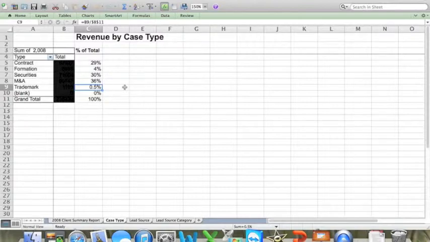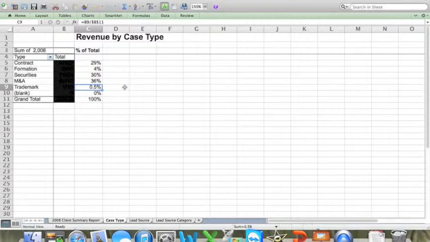I mean, formation work or trademark work doesn't generate that much in terms of revenue as compared to M&A or securities work. Now, while M&A and securities work is the most lucrative, I also know that work's the hardest to land.